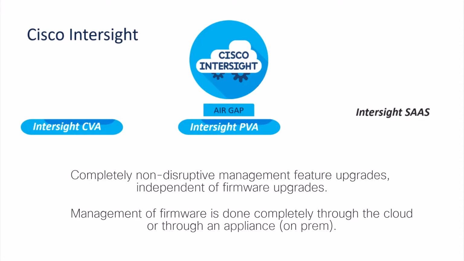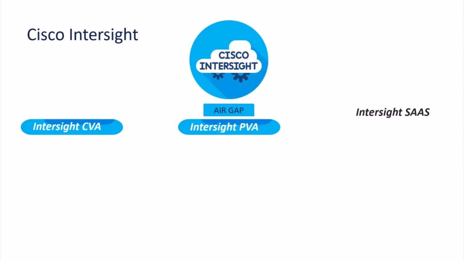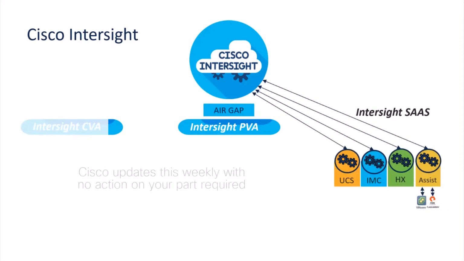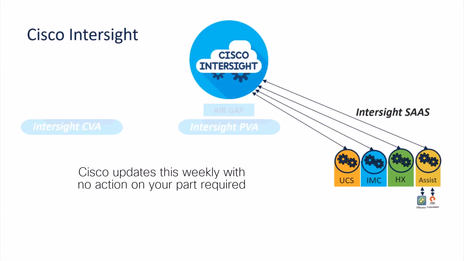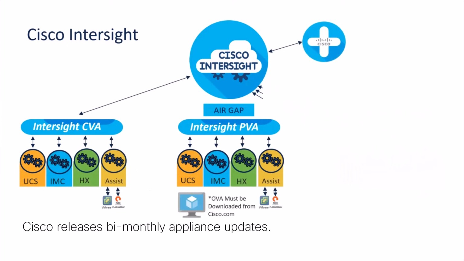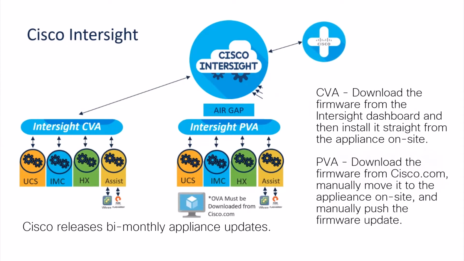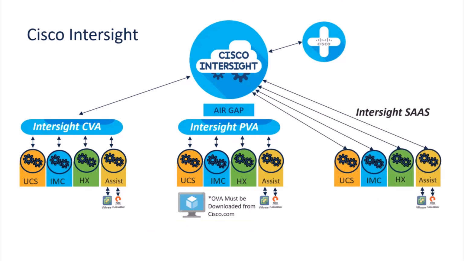Let's first start by talking about the different methods to downloading and installing firmware. The SaaS dashboard allows us to update firmware easily through a web interface simply by selecting the fabric interconnect and selecting what upgrade path we want to take. The CVA and PVA, though, allow us to manually download that firmware at any time and then push it to our device. All three of these solutions have the ability to separate firmware upgrades from individual feature updates.